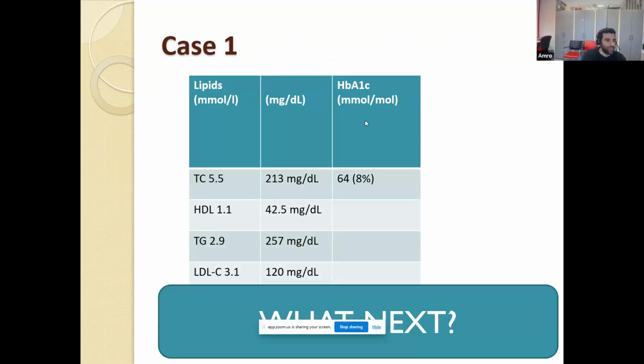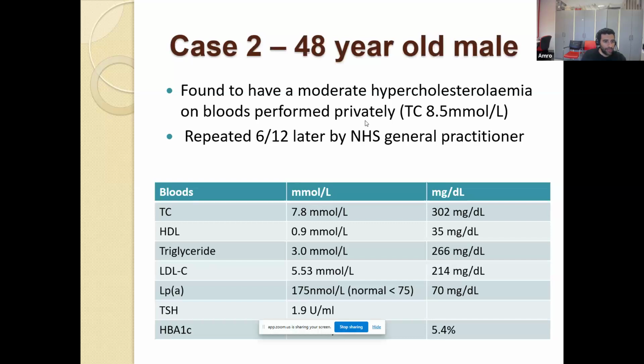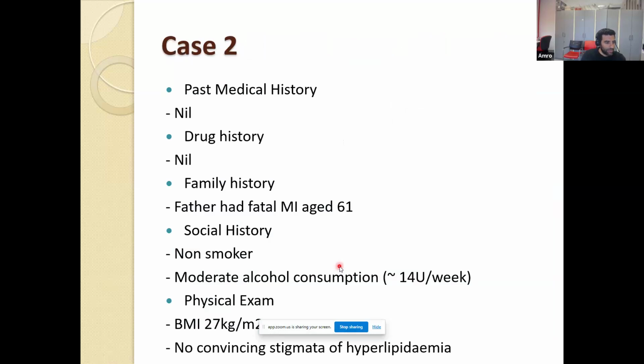And the same with case two. This is a 48-year-old man who had some private bloods done, and elevated total cholesterol. He had his repeated again by his NHS general practitioner 6 months down the line. And again, his bloods are shown here. Let me just get my laser pointer. So you can see the bloods here. And again, have a think about what you would do. That's his passage, but do not worry now. We're going to go through this in much more detail at the end of the discussion.